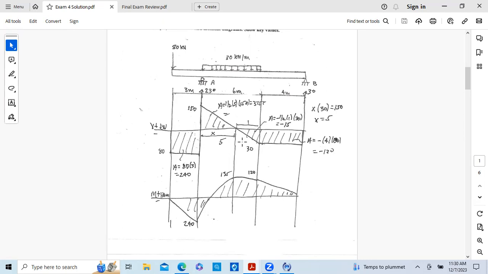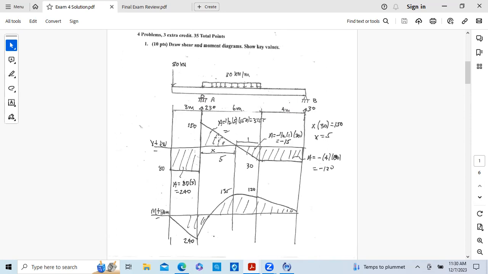The shear diagram crosses its 0 axis at this point. And we know this point, where shear is 0, is going to locate the maximum moment. So I want to drop a line here. And to calculate these areas, I need to know this distance.